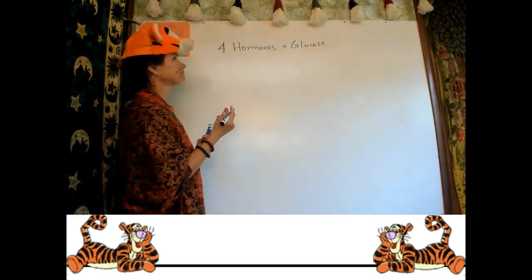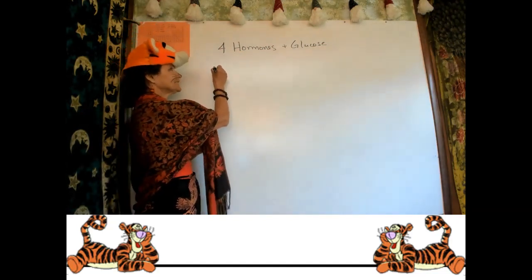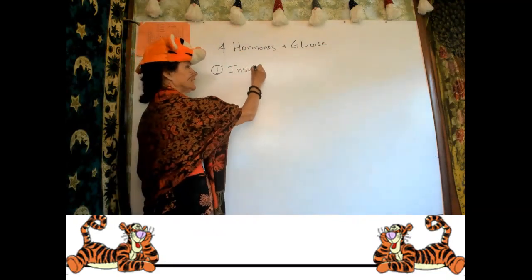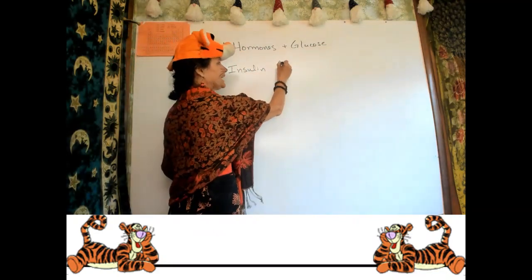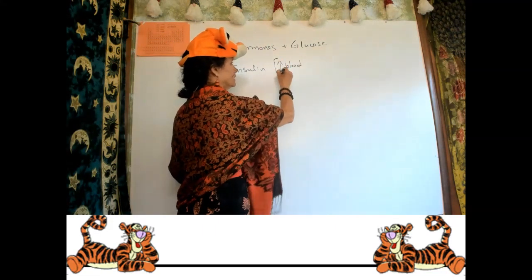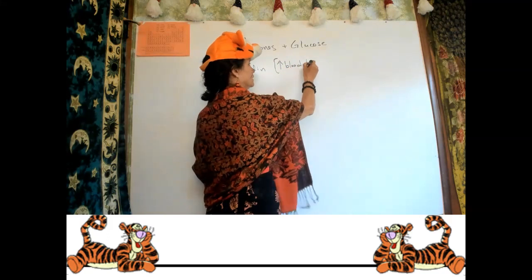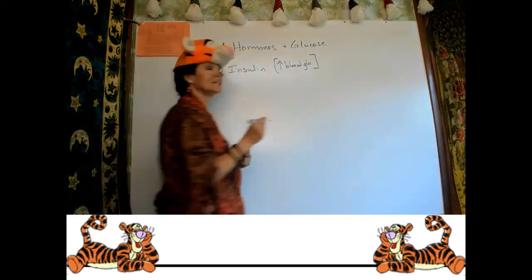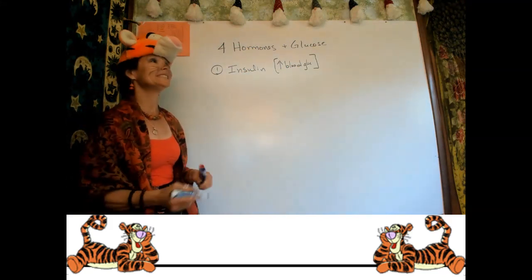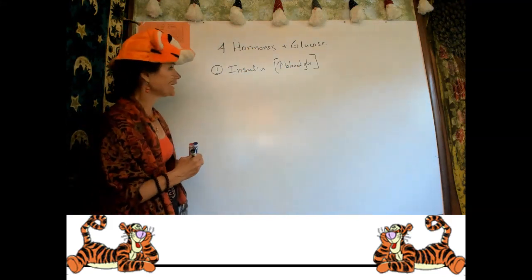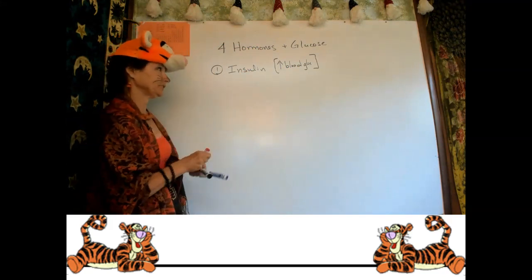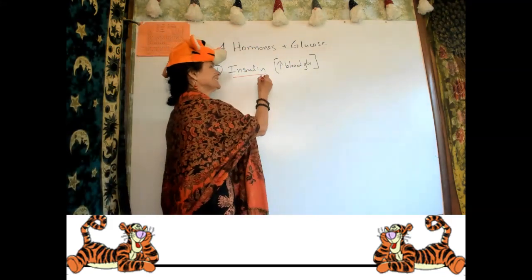All right, the first one, of course, is insulin, which is released whenever you have high blood glucose. So when are you going to have high blood glucose? When you eat, especially when you eat crappy food. All right, insulin is the dinner bell.